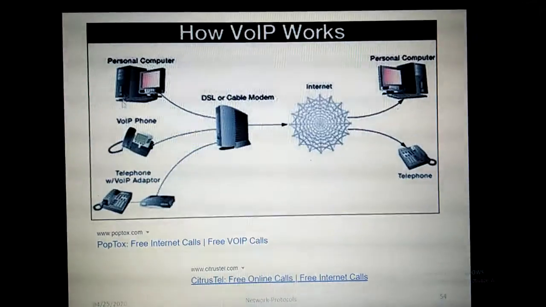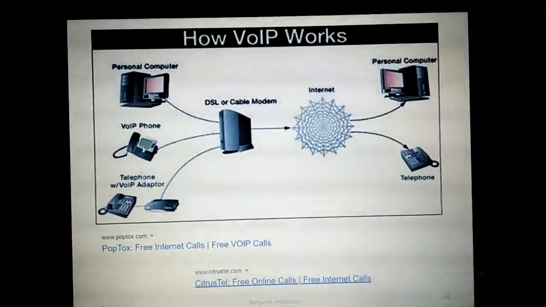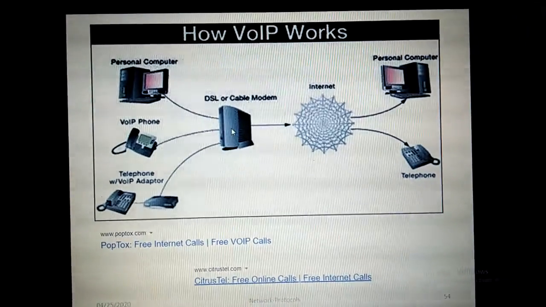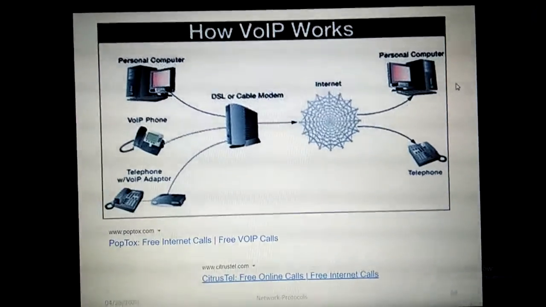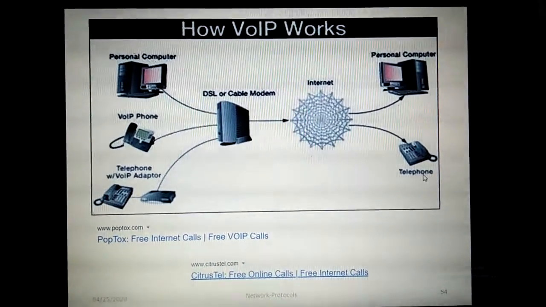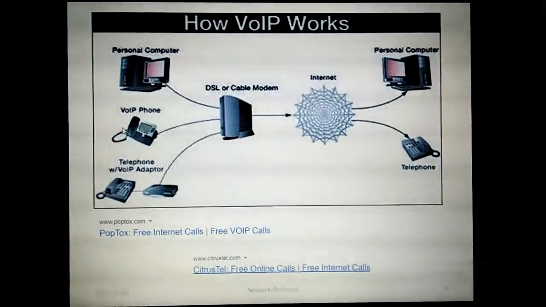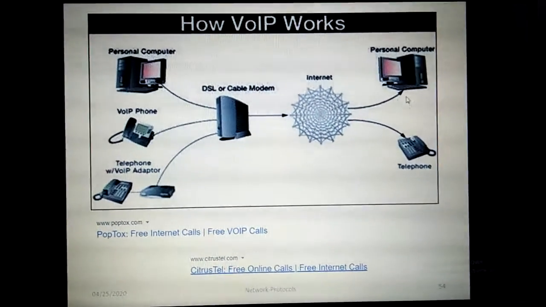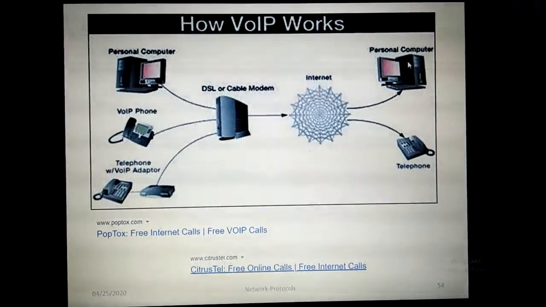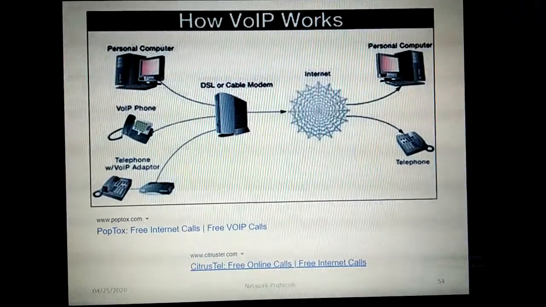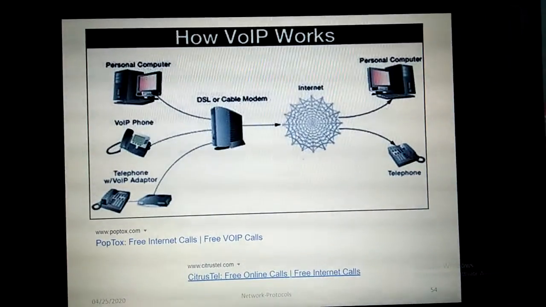Here you can see at the left side you can use three different devices: first, a personal computer; second, a VoIP phone; and third, a normal IP phone or VoIP adapter. These three devices are connected through DSL or cable modem to the internet, and through the internet to another personal computer or telephone. That means from personal computer to telephone, PC to PC, VoIP to telephone, or VoIP to personal computer. Through these three different methods we can use the VoIP protocol to carry out the conversation. Communication can take place voice based or text based through VoIP.